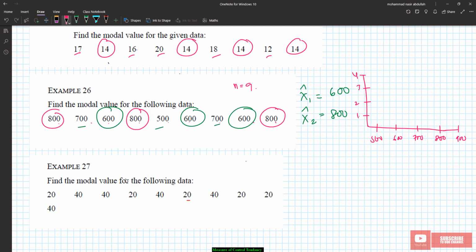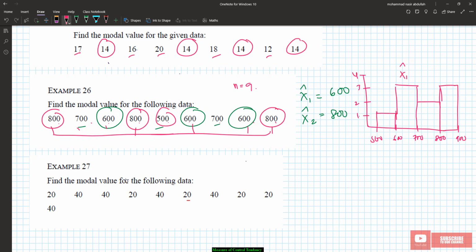For example, let's look at 500. We will have only 1. At 600 we have 1, 2, 3, so we put 3 here. The bar hits 3. And 700 we have 2, so it should be 2. And 800 we have 3, so it hits 3. So based on this histogram, you can see we have a first mode and a second mode. We have 2 highest bars.